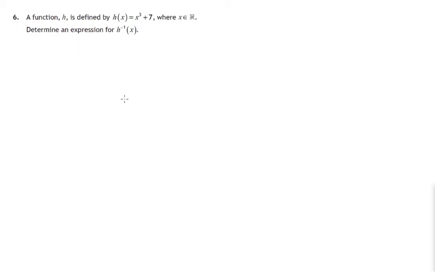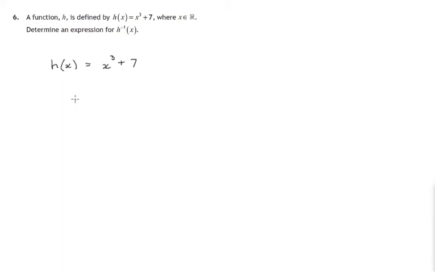In this question, we're given a function h. Here's the formula for what happens when x goes into this function. Out comes x cubed plus 7. So we're asked to find the inverse function, what undoes this process. So let's think about it.